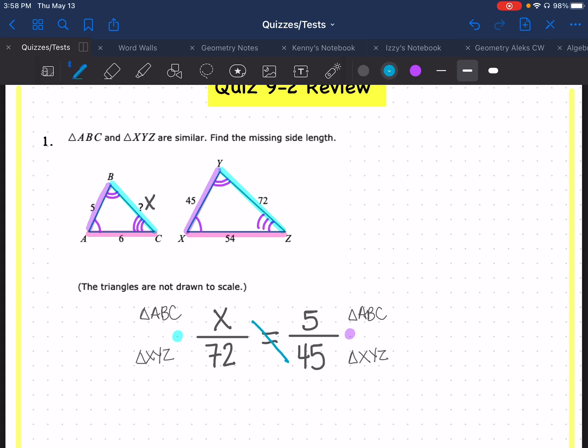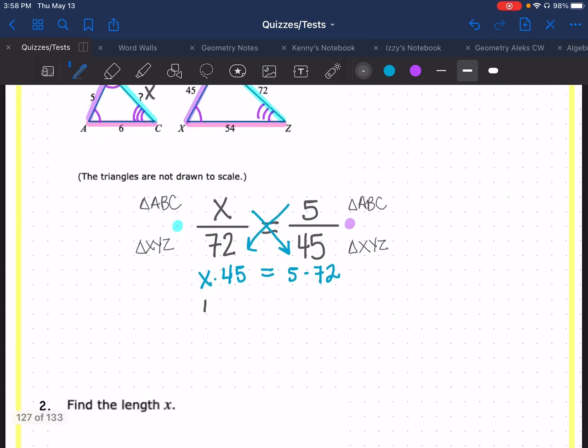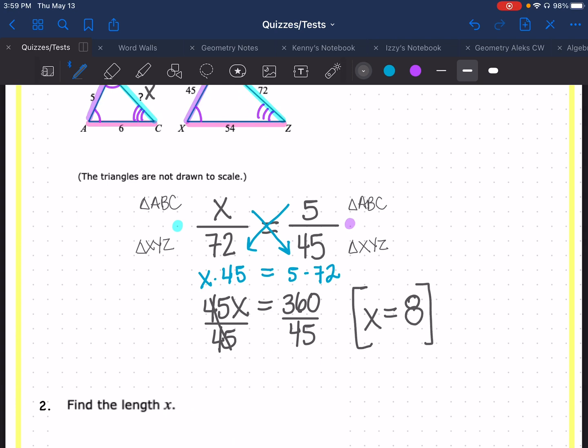All right, now I'm going to cross multiply. Remember, you are just multiplying the numerator times the denominator, crisscross. There we go. That's what the actual multiplication looks like. I would end up with 45x is equal to 360. 5 times 72 is 360. And then I would simply divide by 45 to get the value of x, which is your missing side, the question mark.